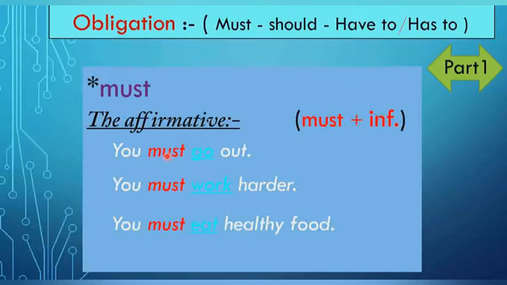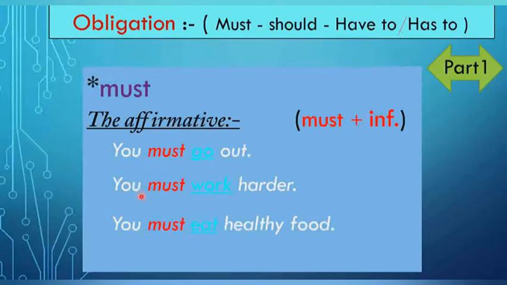When I say to you that you must do that, that means it's an obligation. It's very necessary and important for you to do that. You have no choice. Okay? So, you must go out. Must is followed by the infinitive form. Don't forget that.